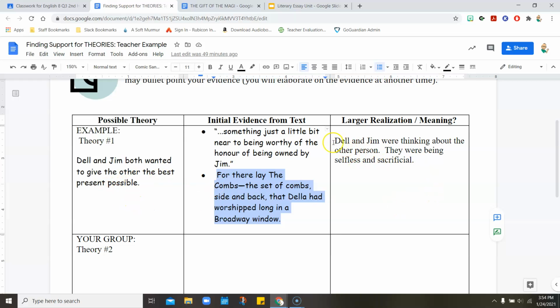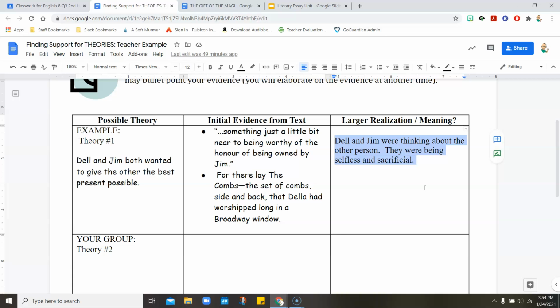So here's the meaning that I came up with based on that. Della and Jim were thinking about the other person. They were being selfless and sacrificial. All right, so that is an idea of a theme, a theory, and the meaning, the possibility of what the meaning of that theory is. And that's one idea.